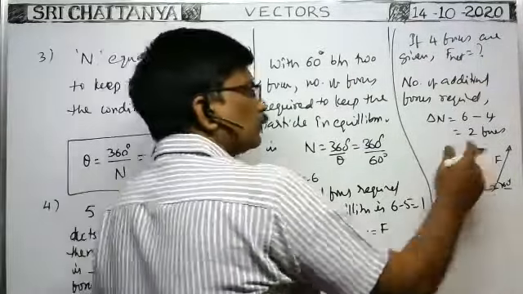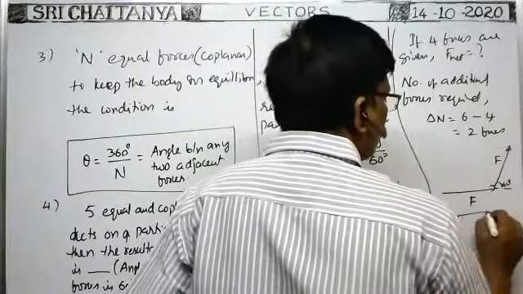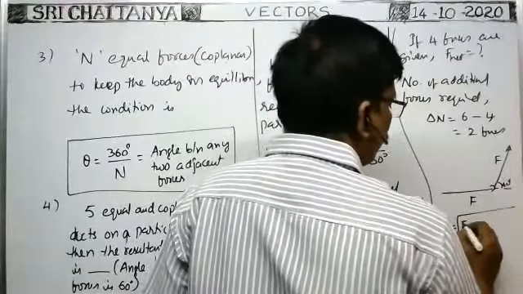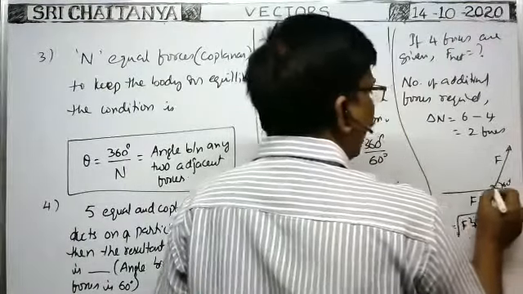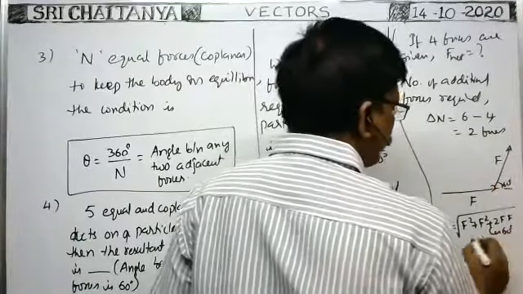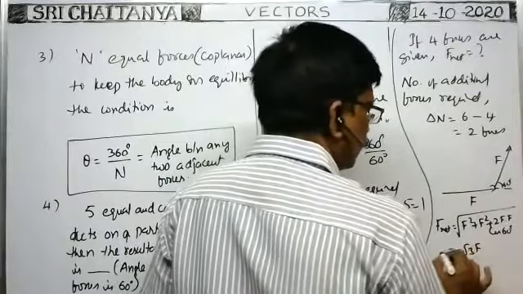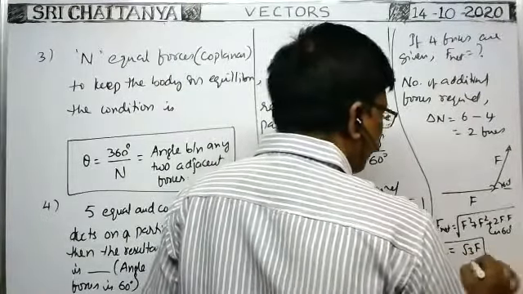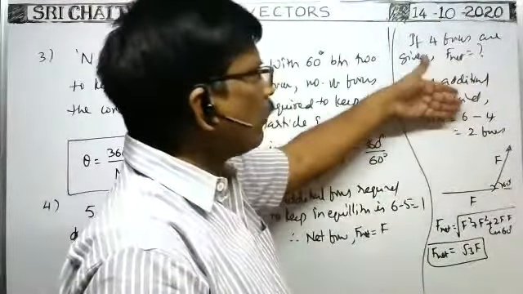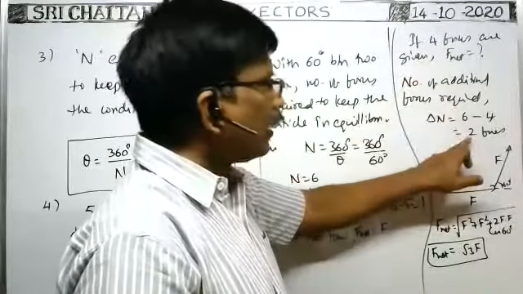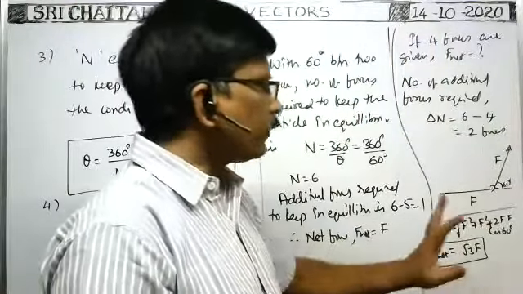What is the resultant of these two? Net force acting on the particle is equal to square root of f square plus f square plus 2f into cos, the angle between these two forces being 60 degree, cos 60. That is equal to 1 by 2, 2 cancel. So root 3f. So the net force of these 4 forces is equal to root 3f. Whatever additional forces are required to keep the body in equilibrium, their resultant is the net force of these 4. Okay, root 3f is the net force.